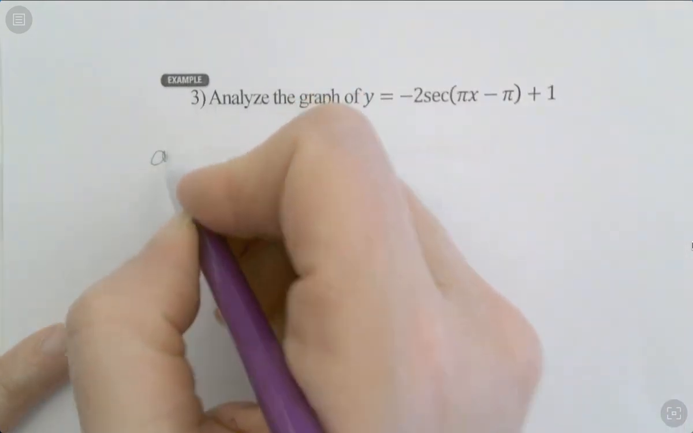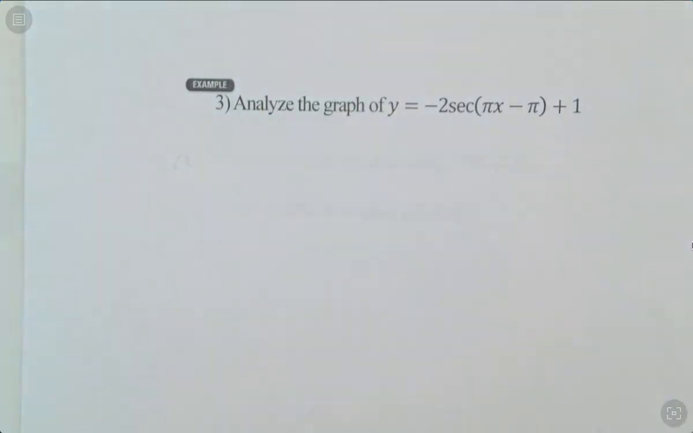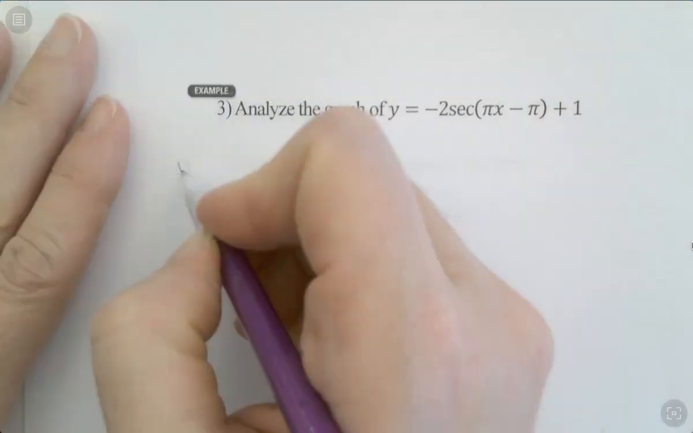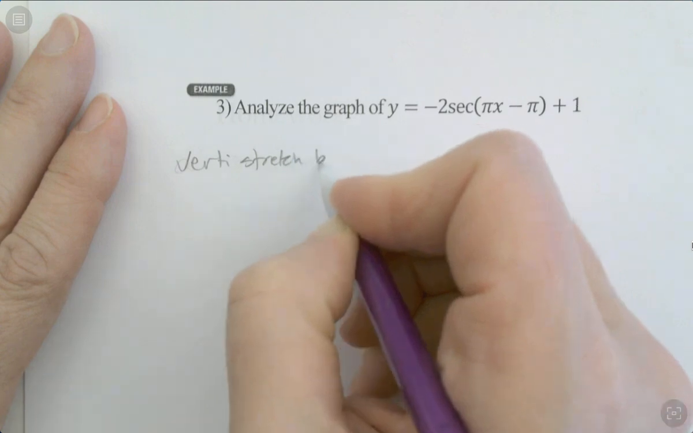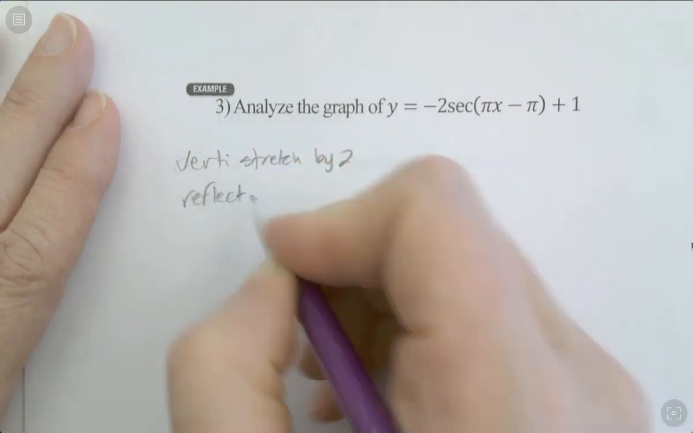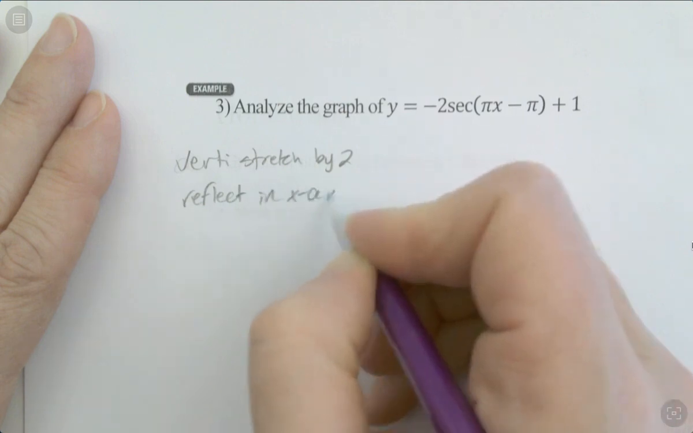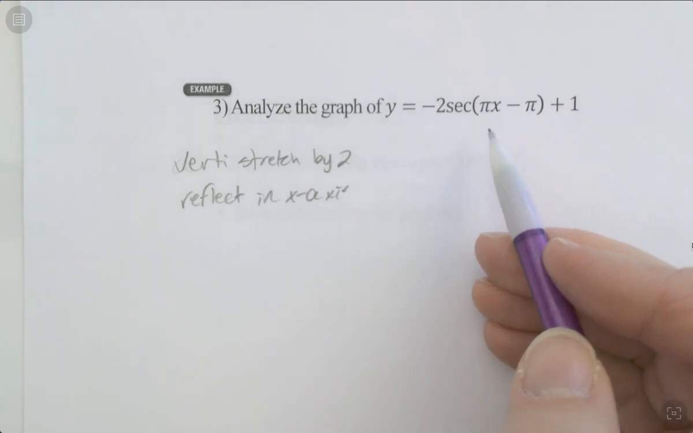So, of course, we don't have any amplitude, but we have something that's going on vertically. So what do we have? We have a vertical stretch. So it's a vertical stretch by 2, and it's a reflection in the x-axis. Okay, so that takes care of the negative and the 2. What about that pi in front of the x?